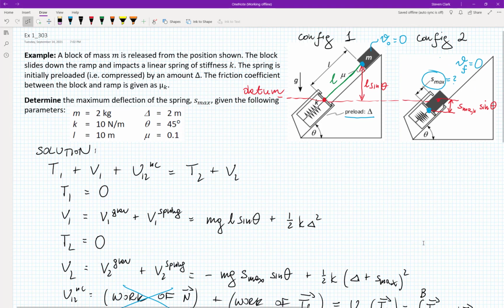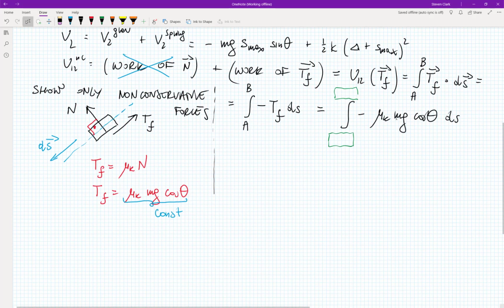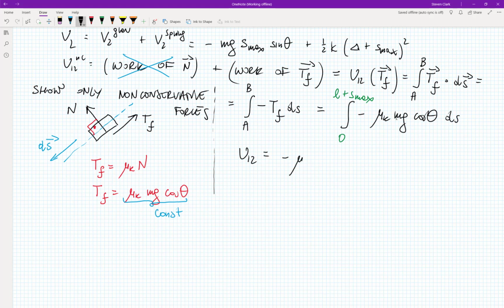If you look at these two drawings, what distance is covered by the particle? Daniel. Awesome. Exactly. Thanks. Daniel is right, and I'm going to use what he said in here. So it goes from 0 to L plus S max. Exactly. And since our integrand is constant, we can just write that u12 is equal to minus mu k mg cosine theta, open the bracket and write in here L plus S max.